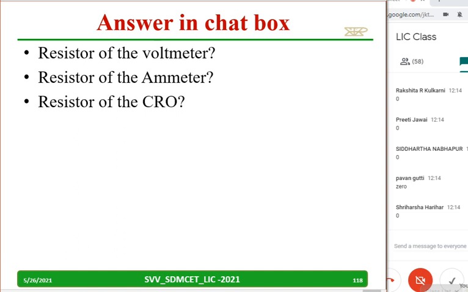Pavan, what is the resistance of the CRO? Ideally speaking and practically, it is how much approximately? Toteshri is telling it should be infinity, sir. Ideally, correct. Divya, Sita, everybody is telling. Somebody can type both. Practically, how much is it in your lab? You might have observed, or approximately.